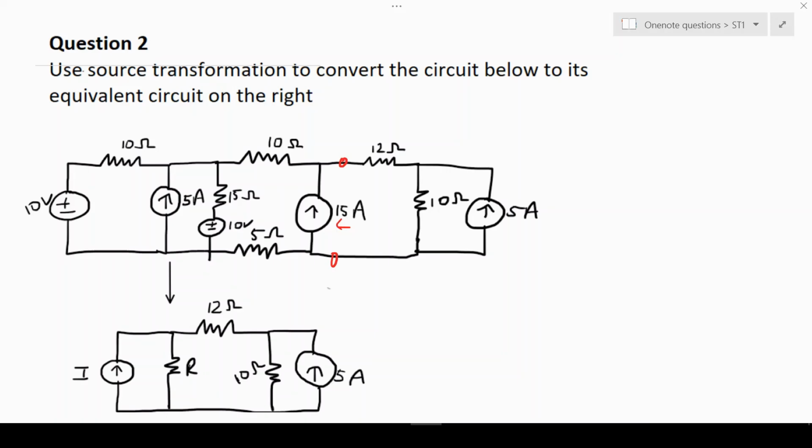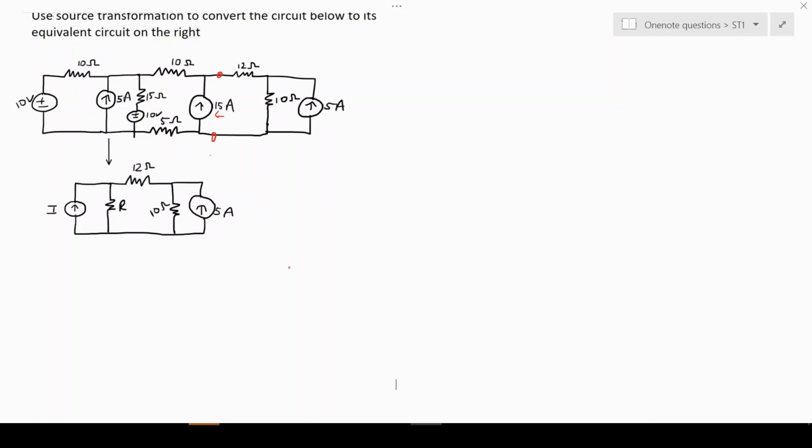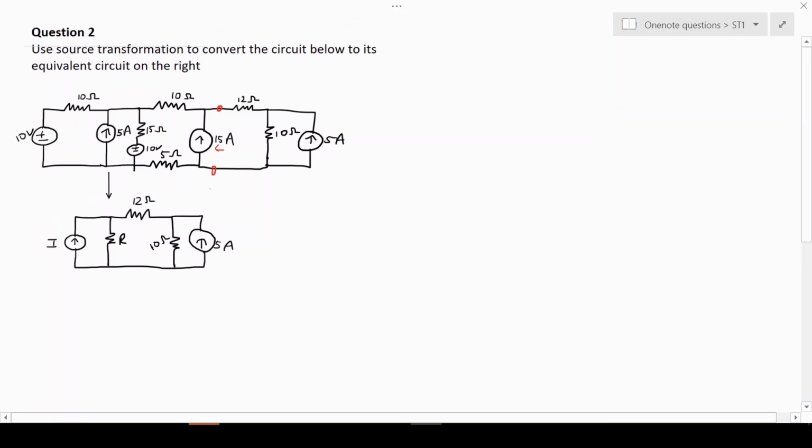So in this video we're going to be taking a look at the problem that's indicated, and the problem reads as follows. Use source transformation to convert the circuit below into its equivalent circuit on the right, which in this case would be the circuit that sits just below it. We need to find a way to convert the top circuit to the bottom circuit.